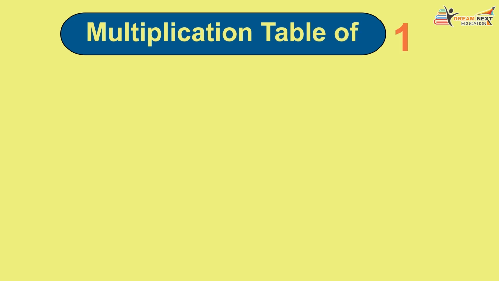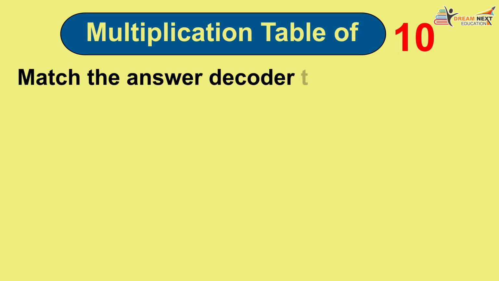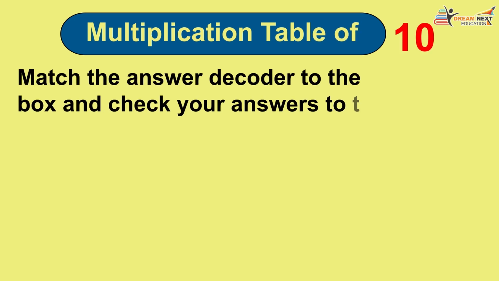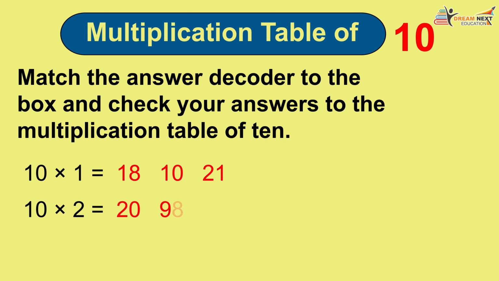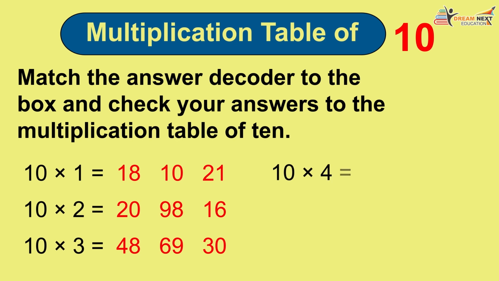Multiplication table of 10. Match the answer decoder to the box and check your answers to the multiplication table of 10. 10 into 1 is equal to 18, 10, 21, 10. 10 into 2 is equal to 20, 98, 16. 20. 10 into 3 is equal to 48, 69, 30. 30. 10 into 4 is equal to 70, 40, 79.